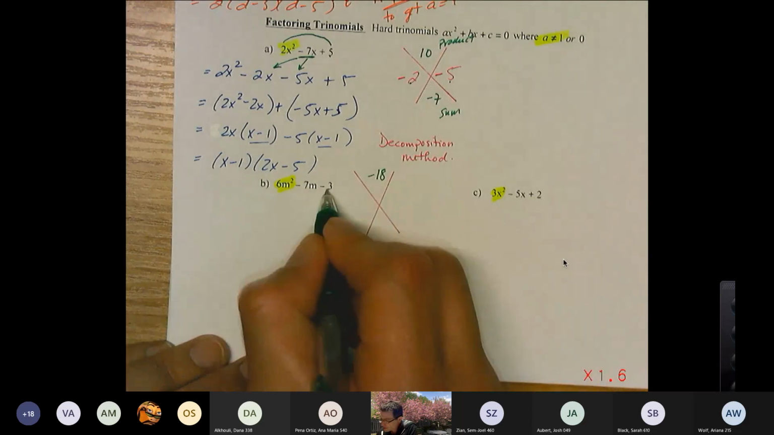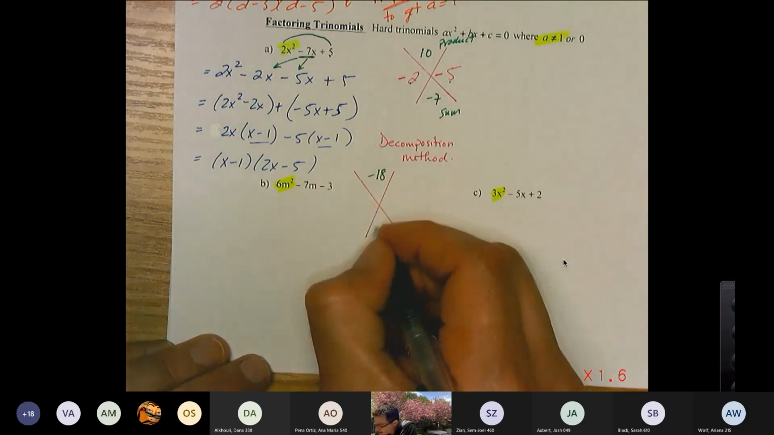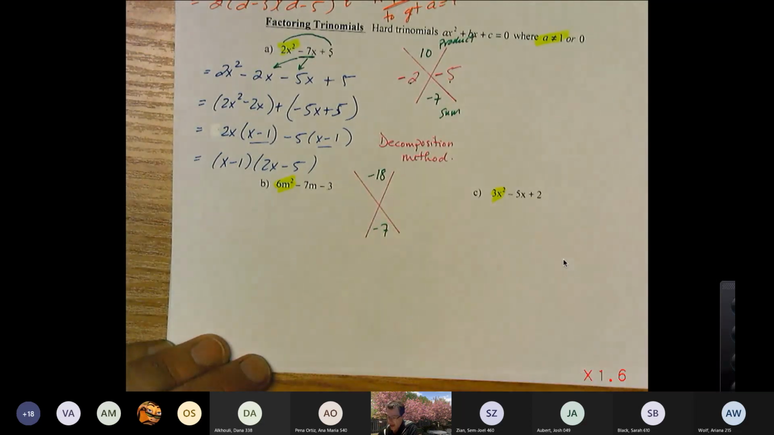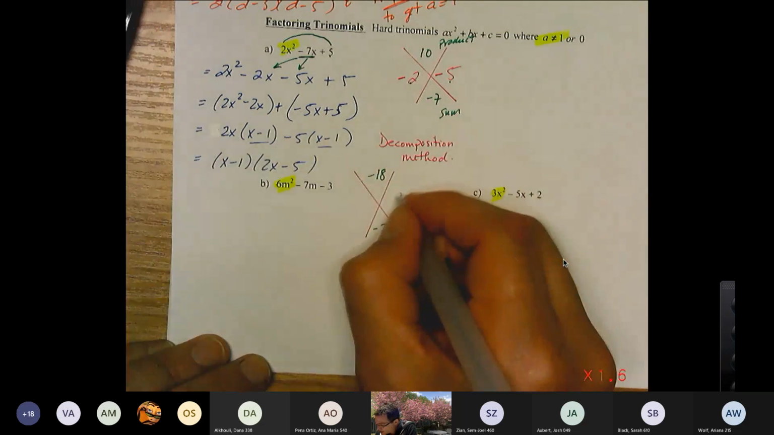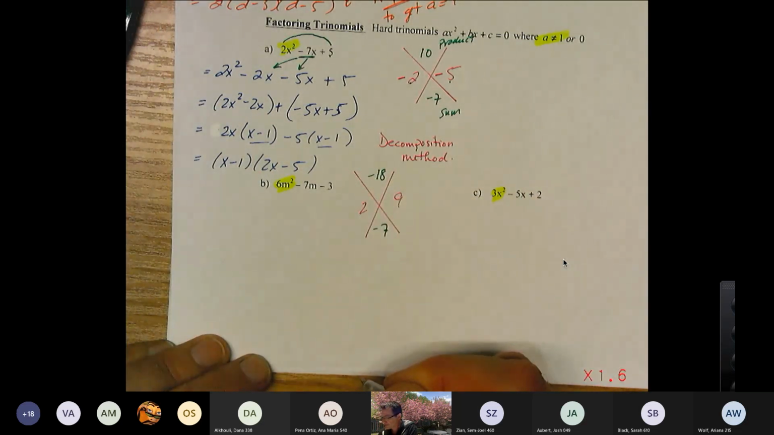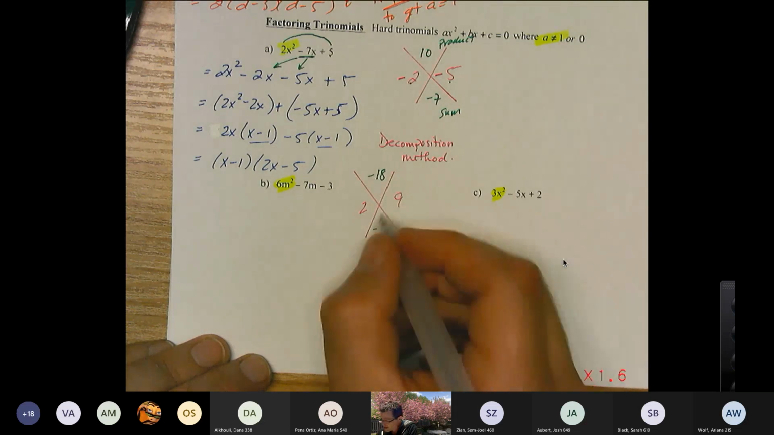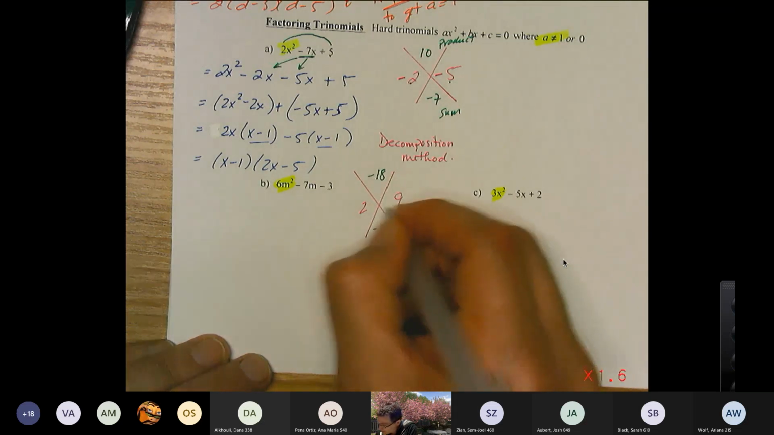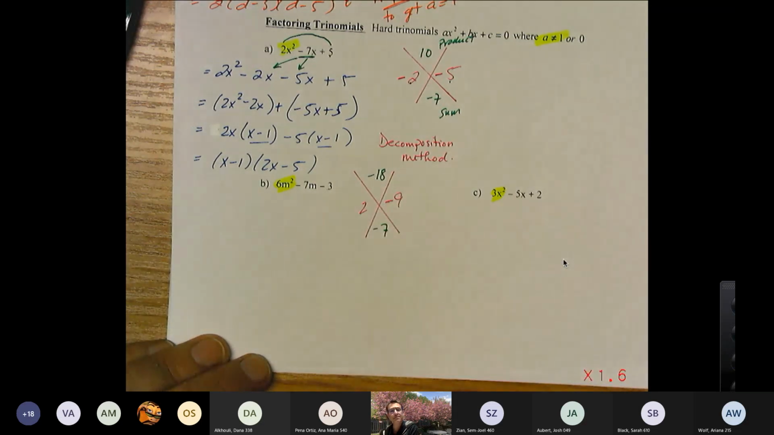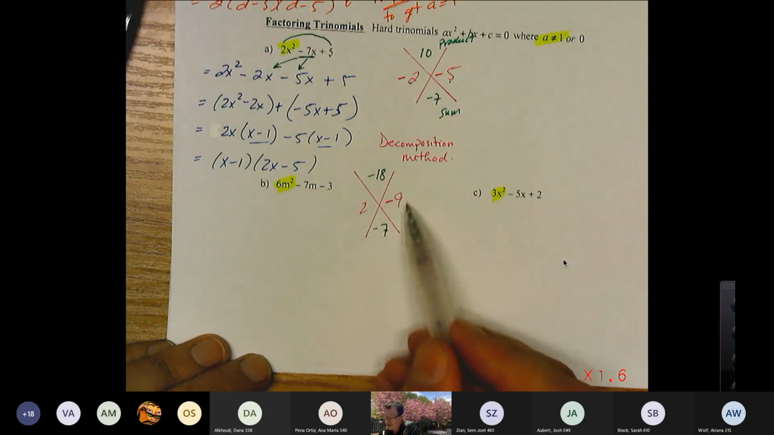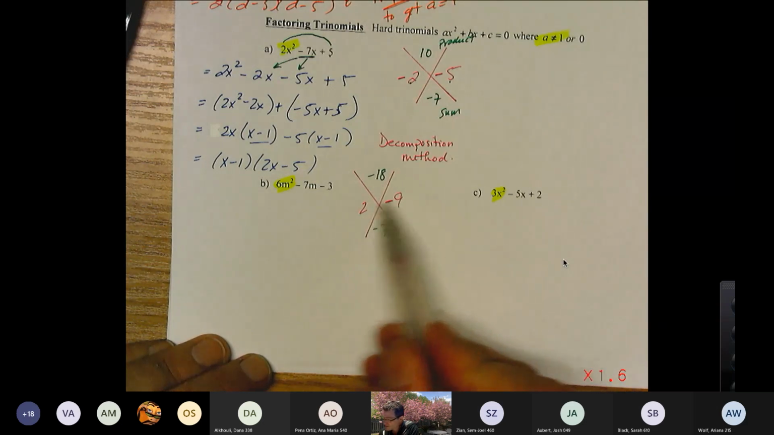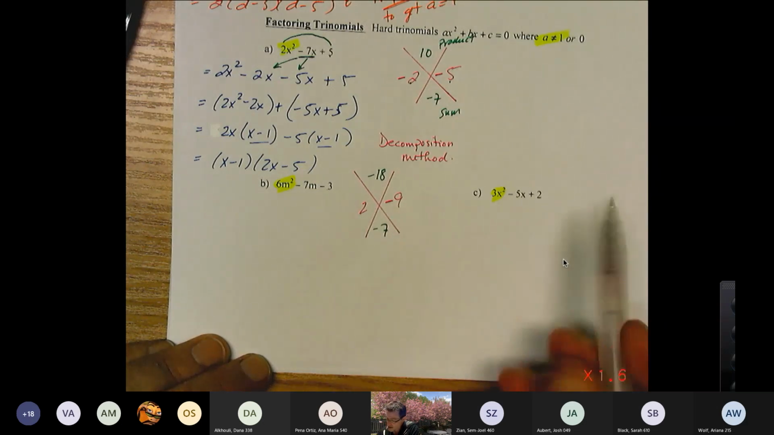So two numbers that multiply to give negative 18, sum to give negative 7. How do you feel about 9 and 2? Needs to be a negative 18, so one's positive, one's negative. The bigger one needs to be negative. So how about negative 9? Does it work? 2 times negative 9 is negative 18. Negative 9 plus 2 is negative 7.